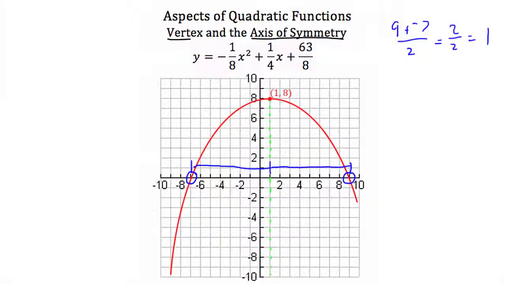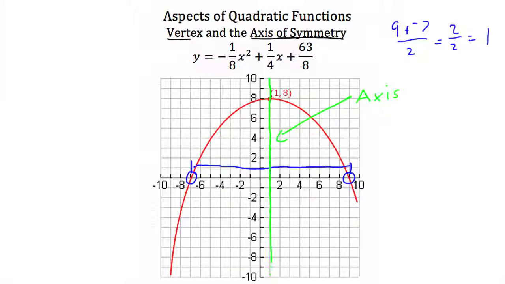And actually, if you look at this line that I've drawn in green here, this line passes through our vertex, and every point on the parabola, or every point of this quadratic equation, is symmetrical across this line. Well, this line is called our axis of symmetry because this parabola is symmetrical across this line. And our vertex is the highest point in this graph, and it lies on our axis of symmetry.